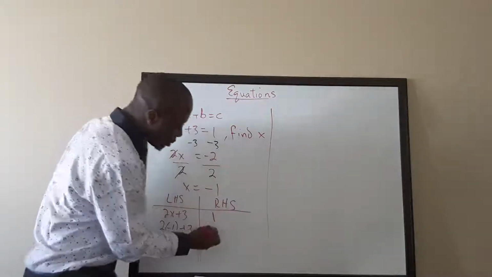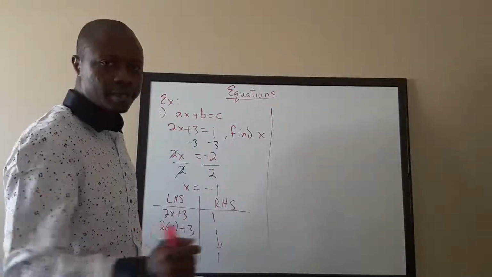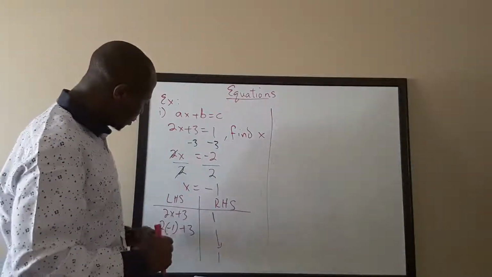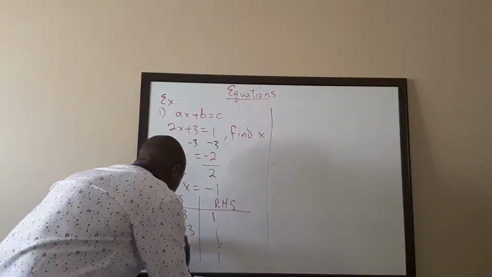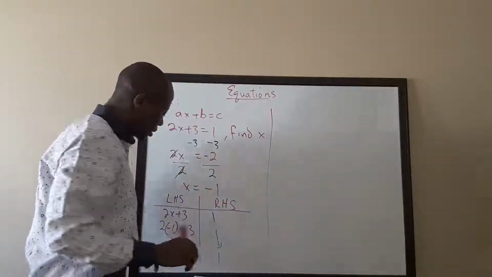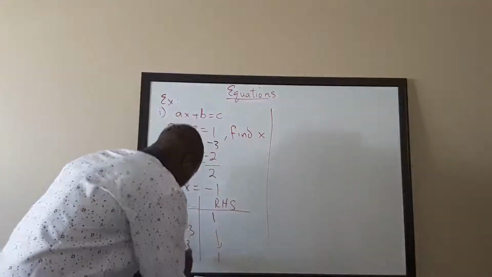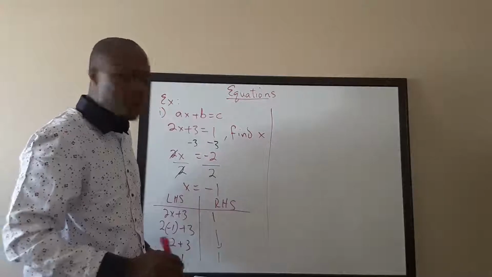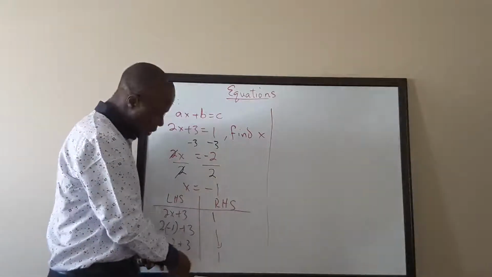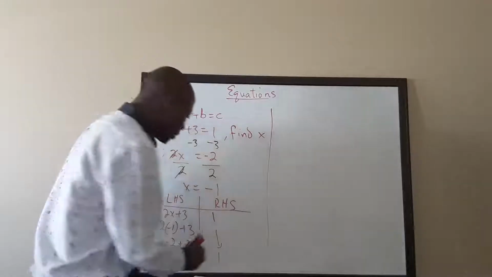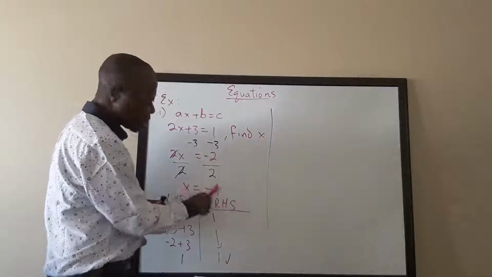This is just 1, so I'm going to carry that all the way down because it's not going to change. So 2 times minus 1 is minus 2 plus 3. So minus 2 plus 3 is 1. Now I have to compare my final answer here to my final answer here. I can see they're the same. So that tells me that my solution is correct.